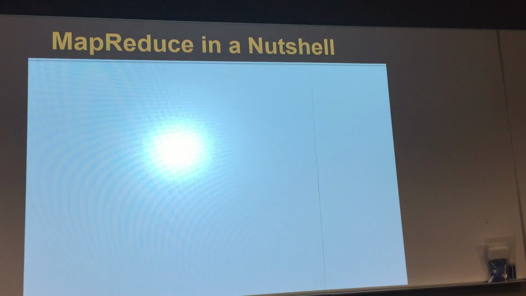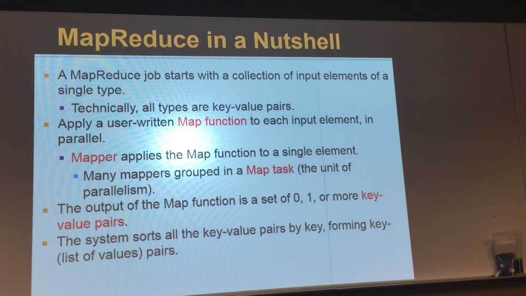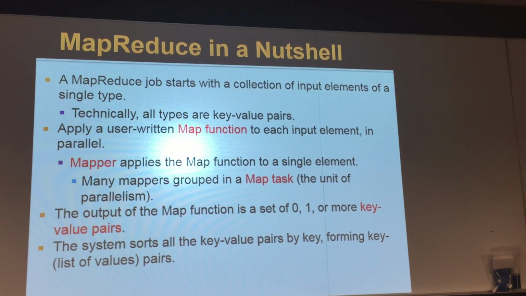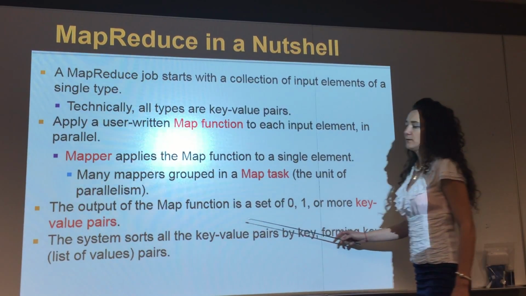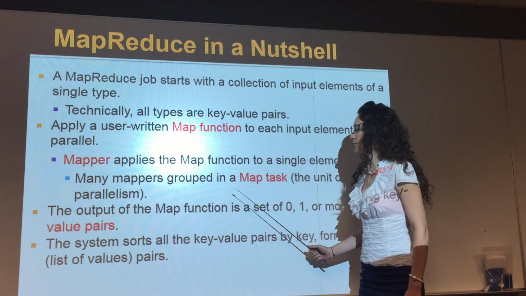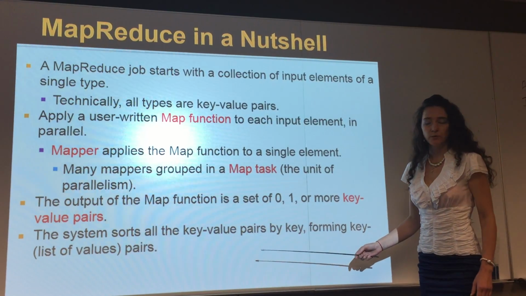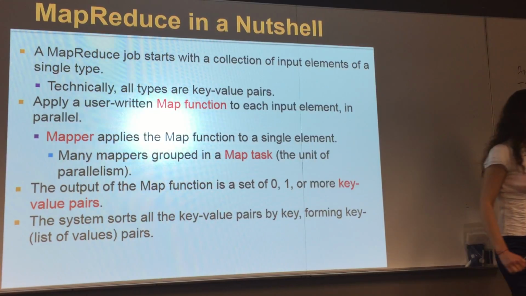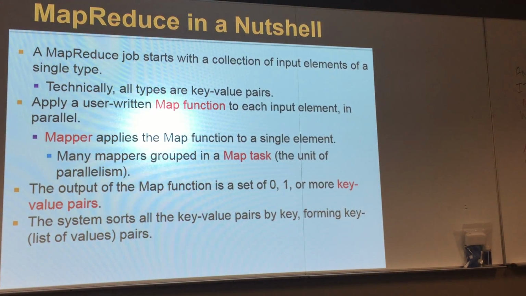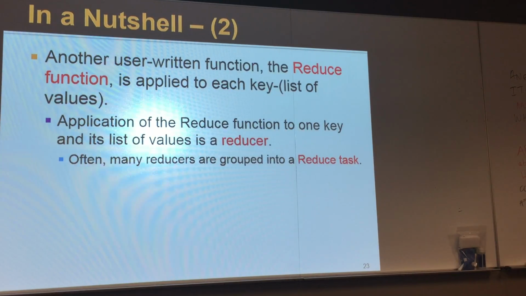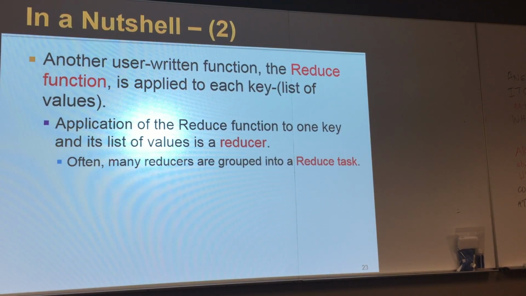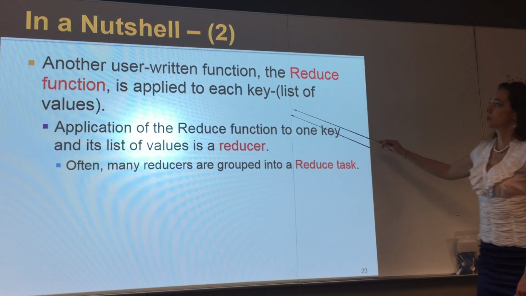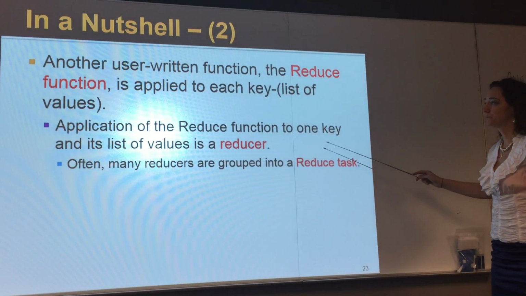And when it does that, it forms a list of values or pairs. So when this is done, the output of this map will be given to another function called the reduce function. So another function, reduce, which is written by us, the programmer, is applied to each key and list of values pair.